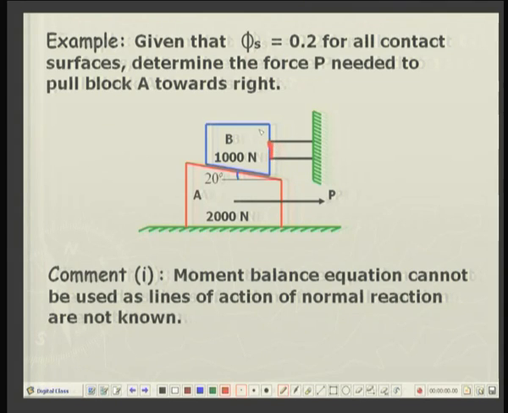on this surface. Okay. So, there are three surfaces involved: the surface between block A and the floor, the surface between A and B, the surface between B and, you can say, this rod C. Okay. So, the coefficient of friction between all contact surfaces is given as 0.2 static friction, and determine the force P needed to pull the block A towards right.